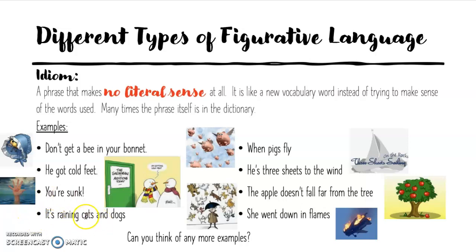It's raining cats and dogs. You might have heard that one. It just means that it's raining really hard. Cats and dogs are not falling from the sky. It just means that it's raining really hard. Oh, it's raining cats and dogs out there. I don't know why they have that, but it's true.